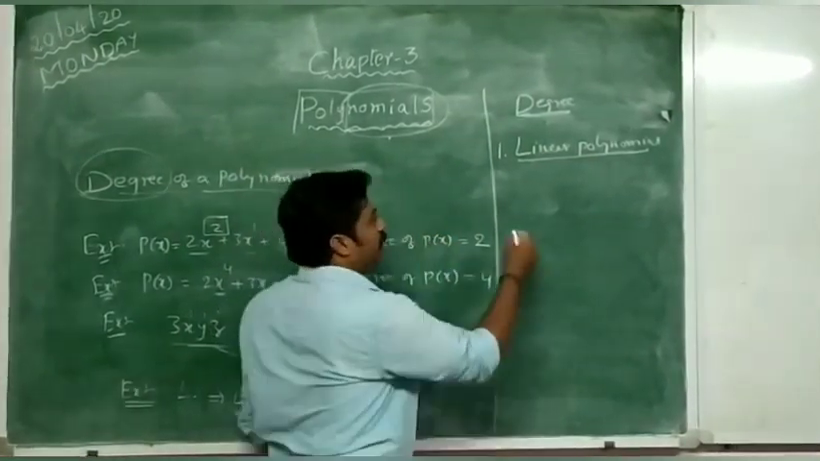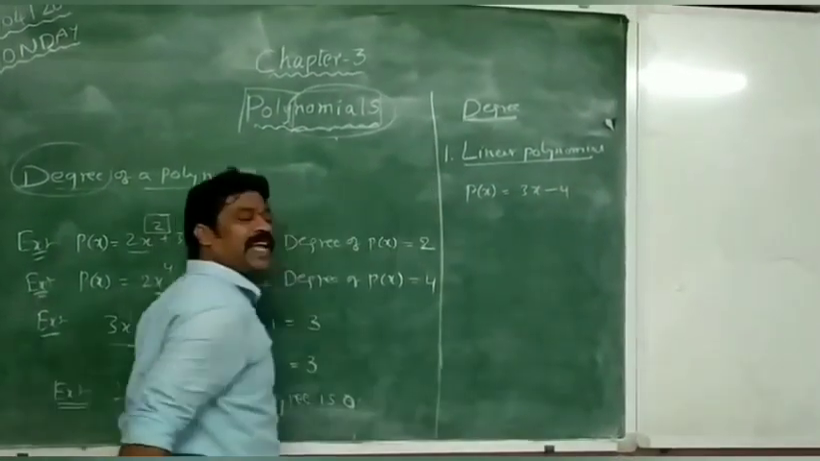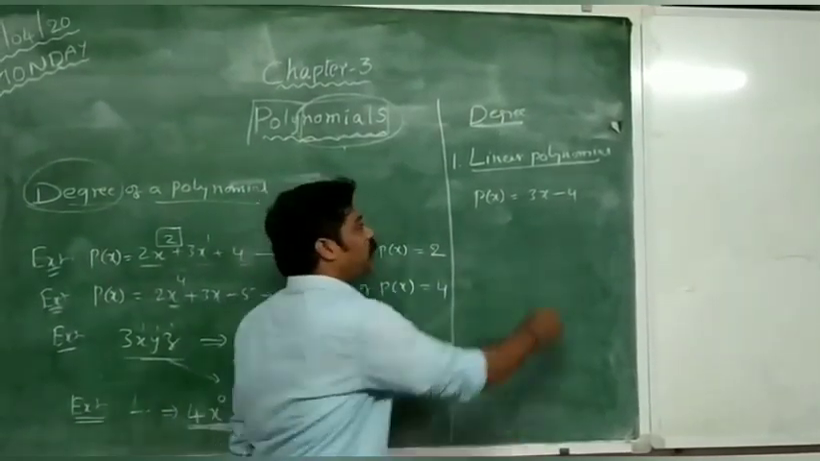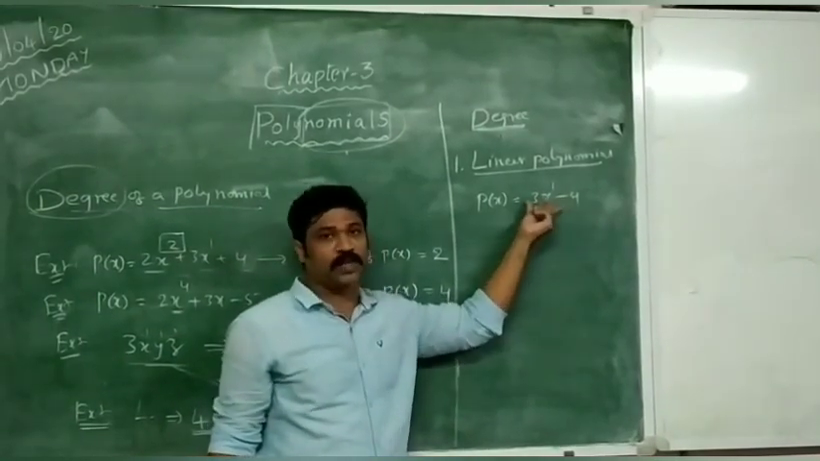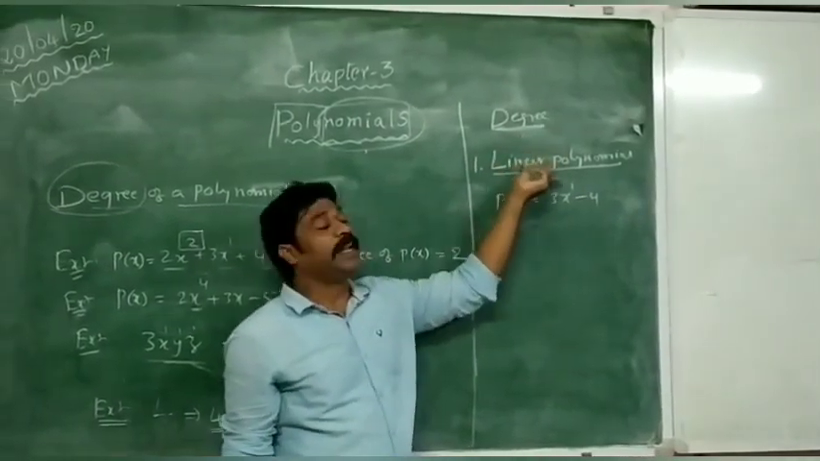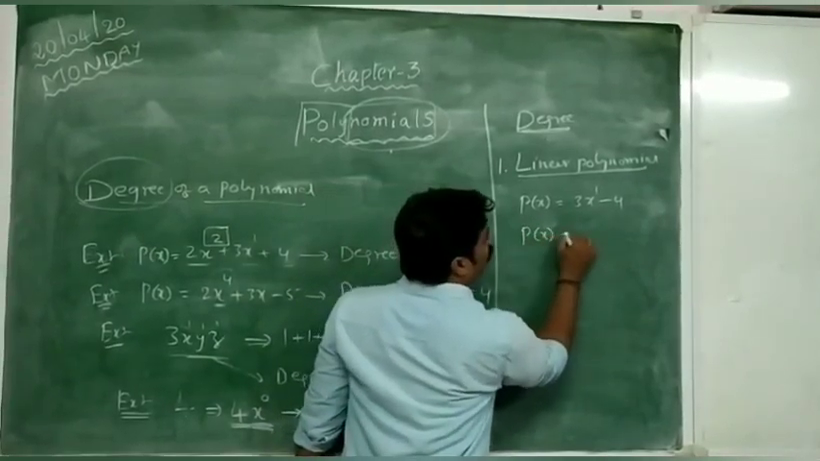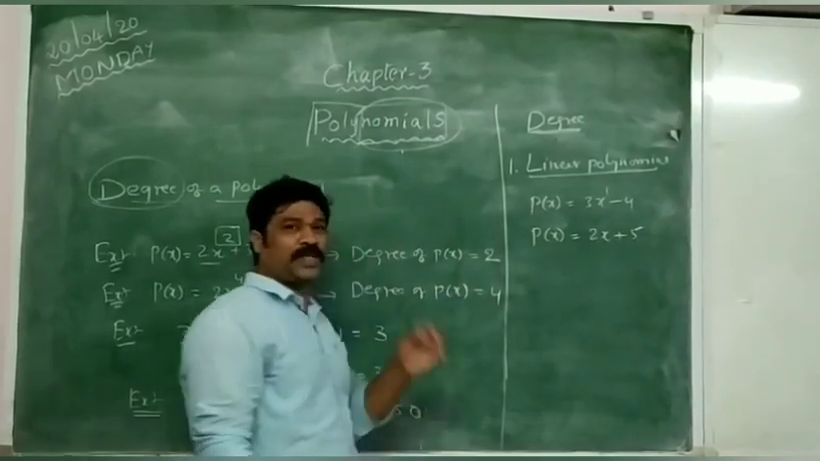For example, if I take p of x is equal to 3x minus 4. In this polynomial, its degree is 1 because the highest power of the variable is 1. If the degree is 1, then we call this polynomial a linear polynomial. Take another example, p of x is equal to 2x plus 5.